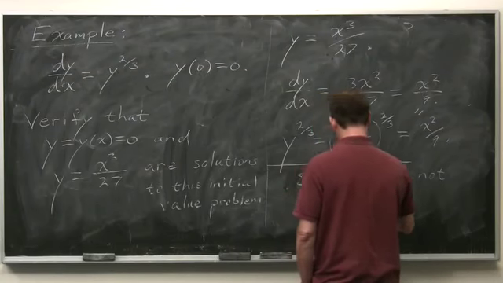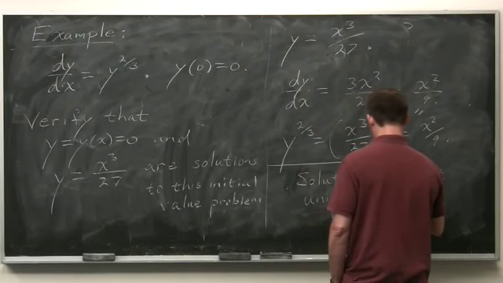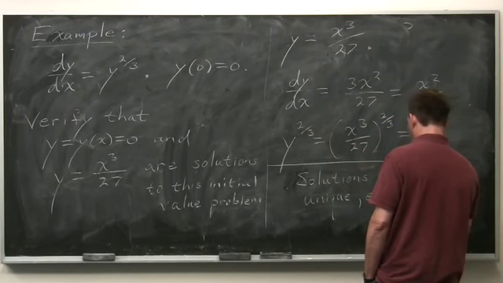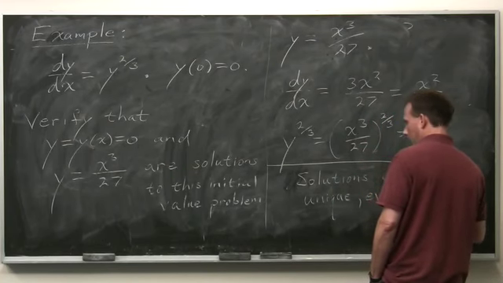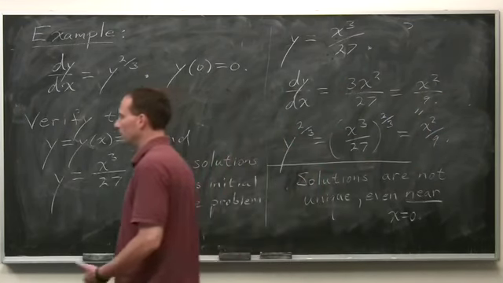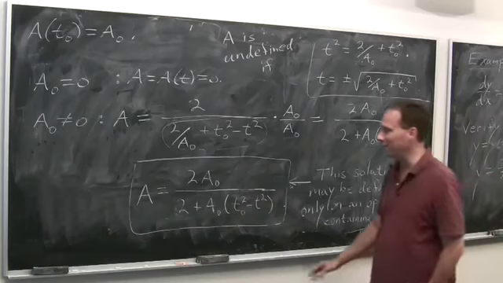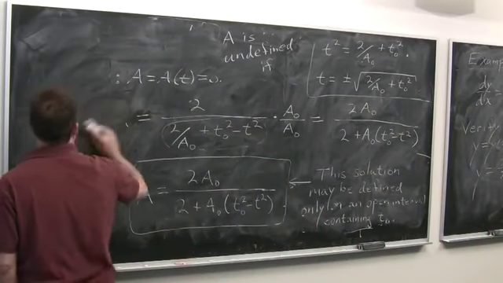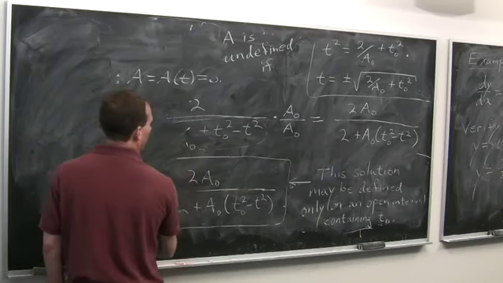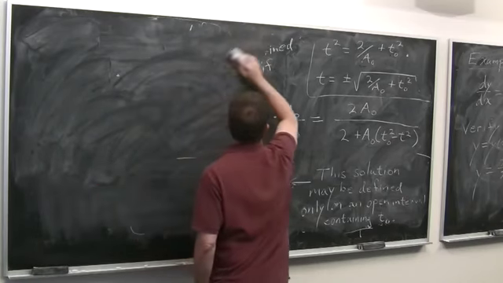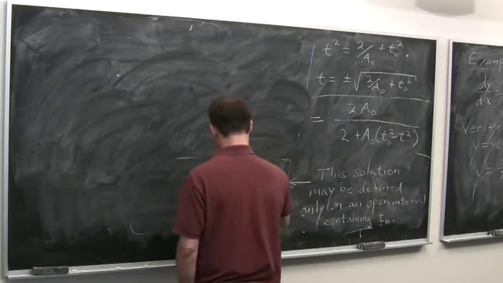Even near x equals 0. That's a problem. So in general, we don't want that kind of thing. All right. While I'm on non-uniqueness, let me go back to this first example that we looked at.